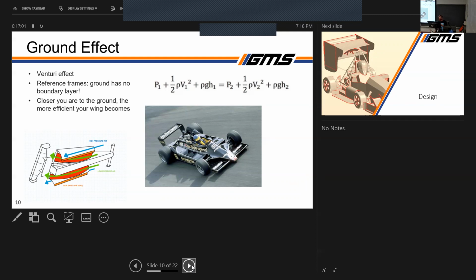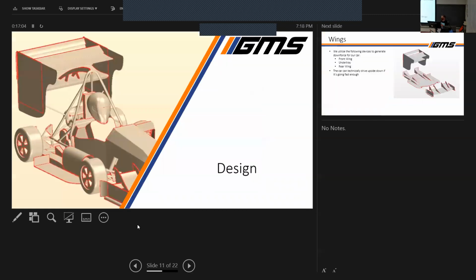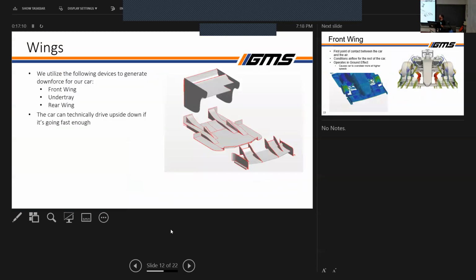Now we want to get more into what you can expect for design on the aerodynamic system. Obviously, when you think aero, you think wings. You think big boring wings, big Cessna wings, that kind of stuff. In general for wings, we utilize three different kinds of devices: a front wing, a rear wing, and our undertray. It's kind of weird to call the undertray a wing, but it's a device that makes downforce, so it's close enough.